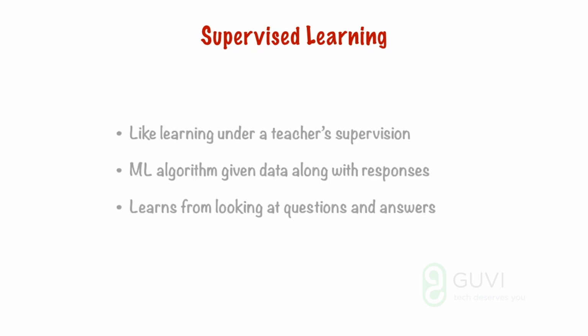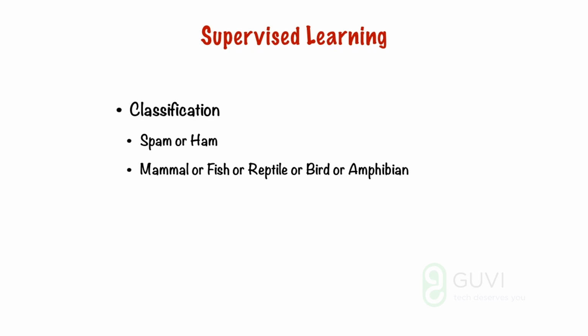So supervised learning can be used to solve two kinds of problems, one of which is classification. This is when your response can fall into a number of discrete categories. For example, whether an email is spam or ham. In this particular case, since there are just two categories, we will say that it's a problem of binary classification. Of course, we may have more than just two categories. So, for example, whether an animal happens to be a mammal, fish, reptile, bird, or amphibian.